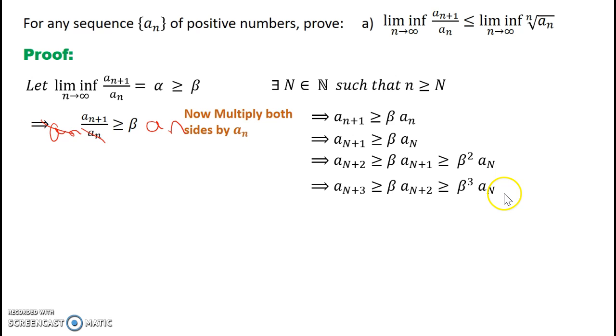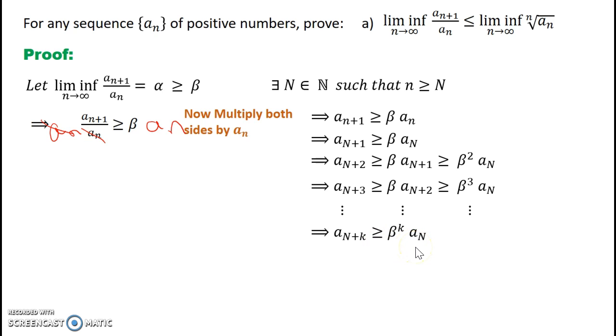Increasing each side by 1 once again implies the following expression here, and we can continue this to make a general statement, replacing these increasing integers of 1, 2, and 3 along with the exponents by the variable k. This will produce A sub n plus k is greater than or equal to beta to the kth power times A sub n.